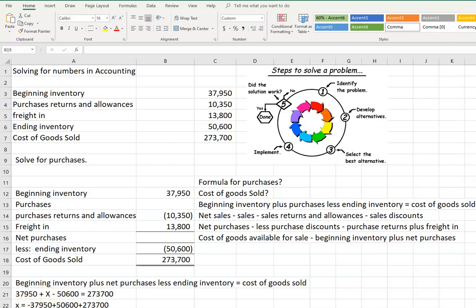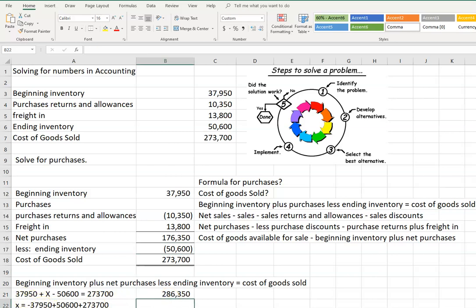Then I move everything to the right-hand side of the equal sign. So I move 37,950 to that side, so it becomes a minus. I move 50,600 to the other side, so it becomes a plus. And 273,700 is already on that side, so it stays. So now I can just put it in my calculator.